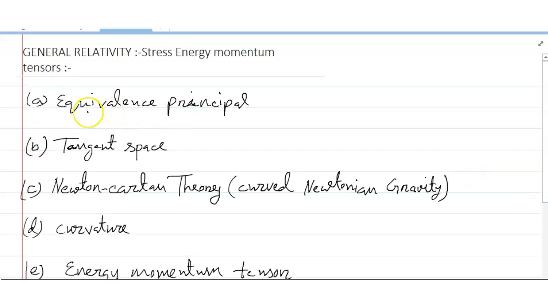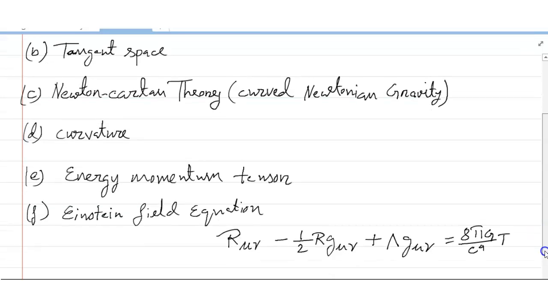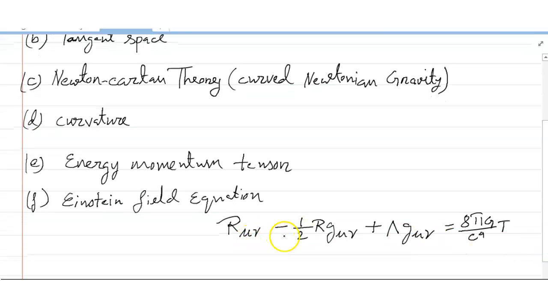So friends, the parts of general relativity are the equivalence principle, tangent space, Newton-Cartan theory, curved Newtonian gravity, curvature, the energy momentum tensor, and the Einstein field equations. The Einstein field equations are R_μν minus half R g_μν plus Λ g_μν equals 8πG over c to the power 4 T_μν.